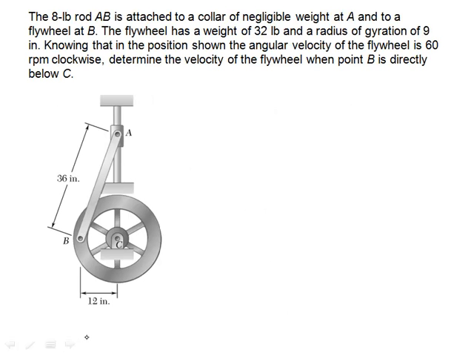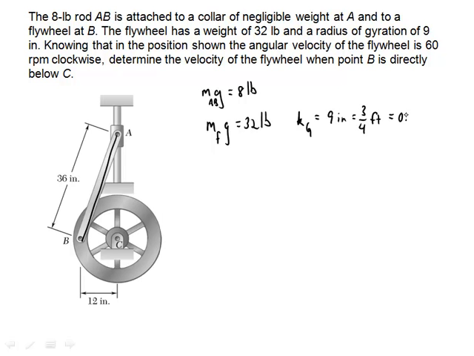All right, so let's take a look at this example. In this case, I have a rod AB, and it has a weight, so the mass of AB times g is equal to 8 pounds. And then there's a flywheel, and the flywheel has a weight of 32 pounds, and a radius of gyration about its center of gravity equal to 9 inches, which is 3/4 of a foot, or 0.75 feet. And of course this means that the flywheel has a moment of inertia about its center of gravity of 32 pounds divided by 32.2 feet per second squared, because we have to convert the weight into mass, times 0.75 feet, and that quantity is squared.